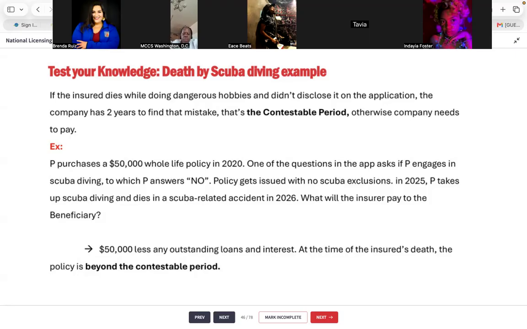P did not scuba dive at the time of the application, right? So they weren't lying. They just didn't scuba dive. Now, fast forward to 2026, P was scuba diving and passed away, right? It was not excluded from their application, though, right? They were allowed to go scuba diving. It's not like the application or the policy says, hey, if you die scuba diving, we're not going to pay it out. No, there's no mention of that. So remember, everything that matters is in writing. I hope that helps.